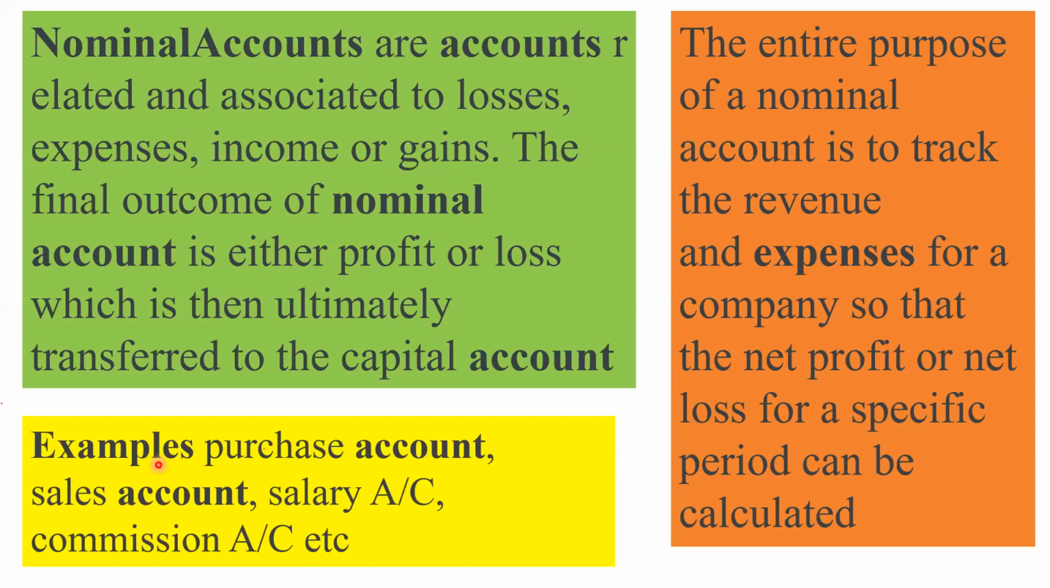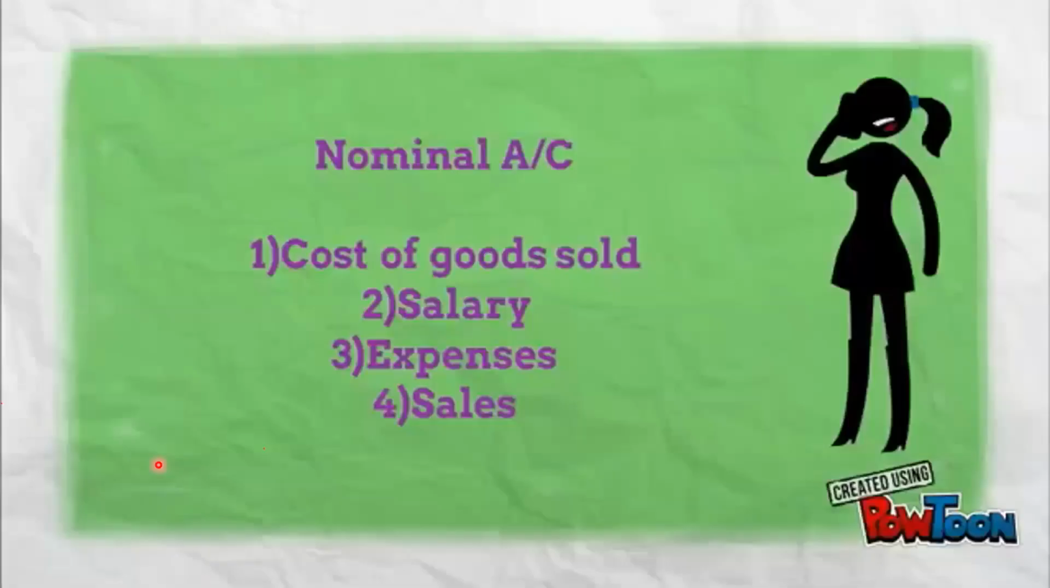Once you become thorough, after 1 or 2 months of classes, you'll become very thorough, and within a second you will be able to tell which account. Purchase account means it comes under real account or nominal account? It comes under nominal account. Like that, everything will come to your mind by practicing. Now don't worry, just listen to what I'm telling. A nominal account, as we know, cost of goods sold, salary, expenses, sales, everything will come under nominal account only. Clear?